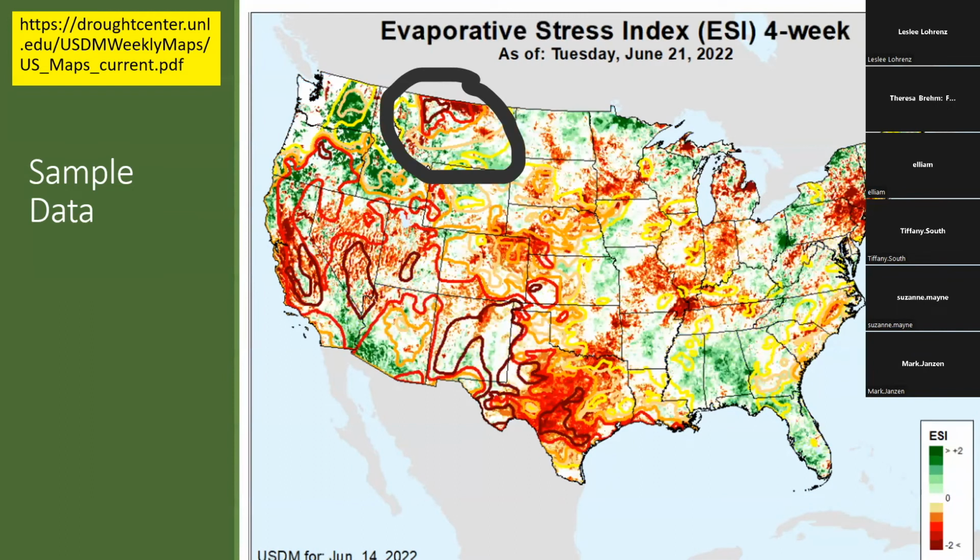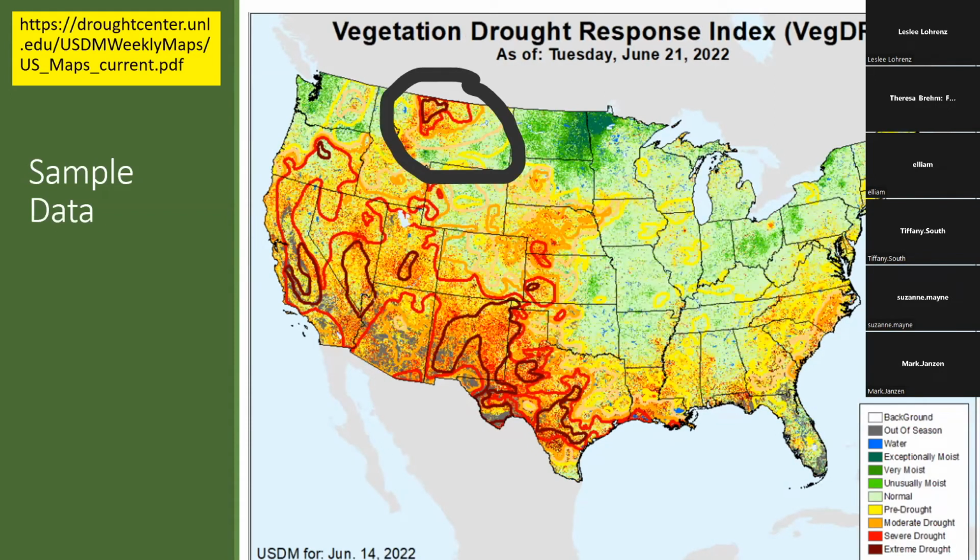We can look at how that dry atmosphere is affecting evaporation, and that's what this index shows us. It's estimating how much is evaporated from the surface. And another thing that we look at would be, what is the impact of that on vegetation?